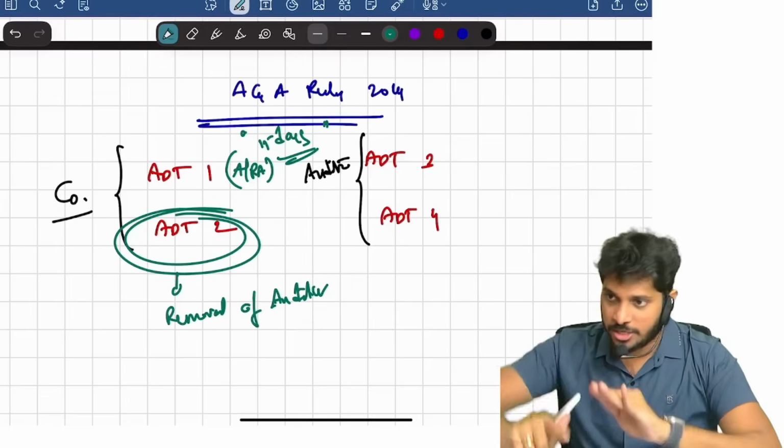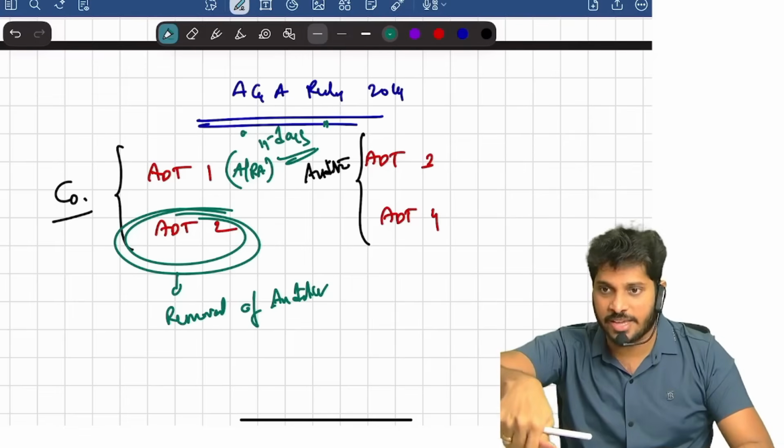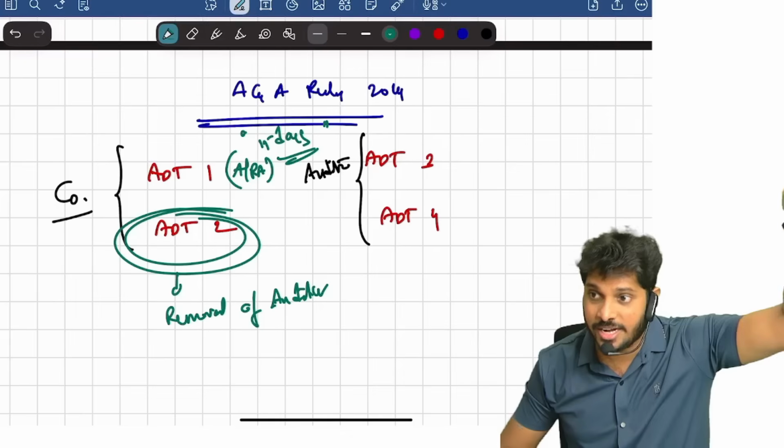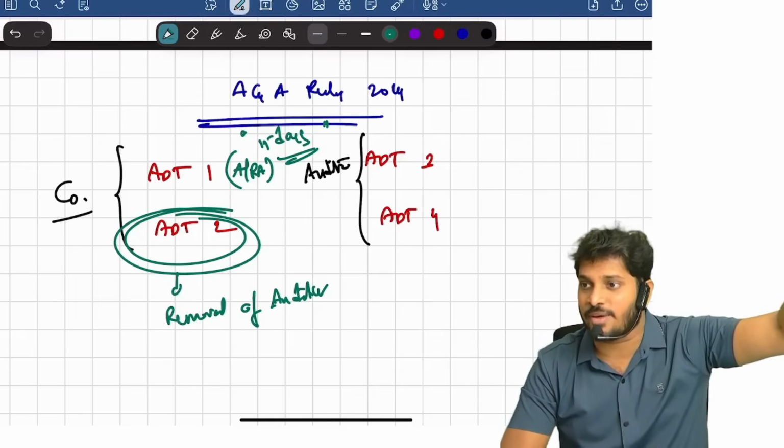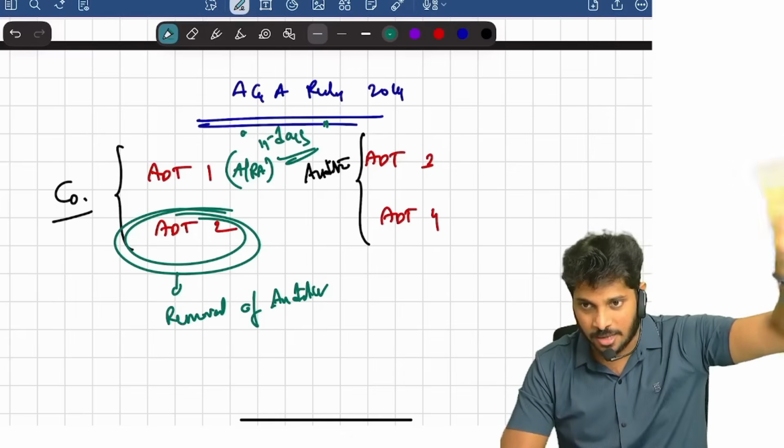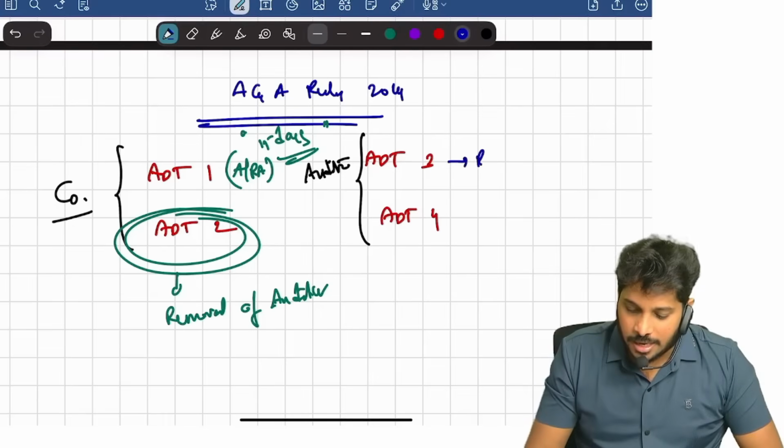After removing the auditor, you will appoint one more auditor, right? Casual vacancy. That time you will file ADT1, right? ADT1: central government approval, removal, everything. All this you will file in ADT1 again. Able to understand? Next, ADT3, resignation.